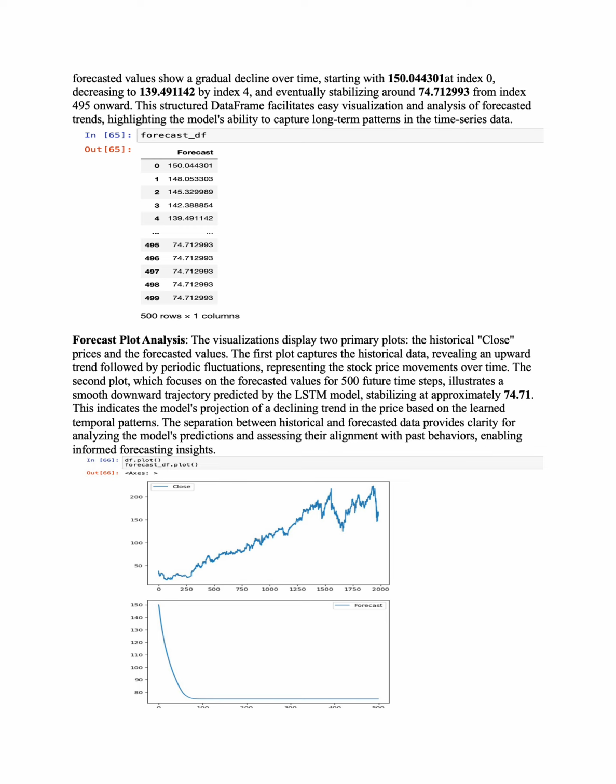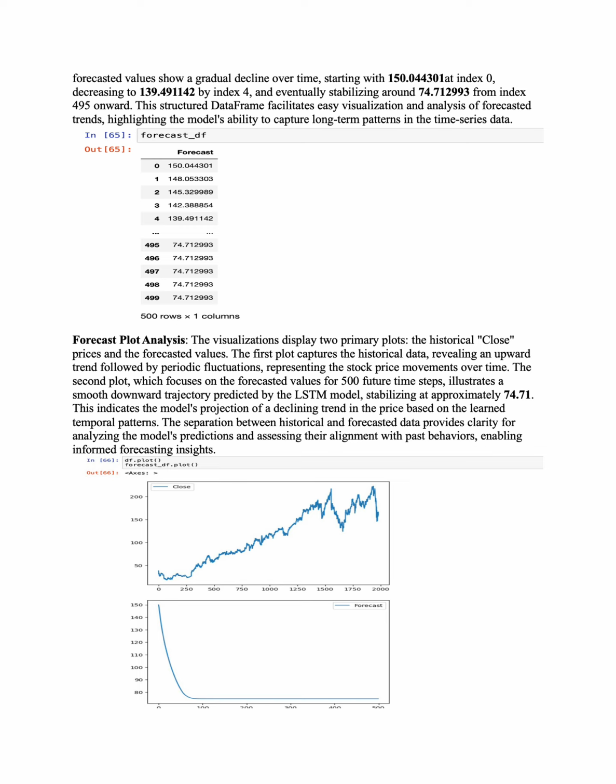So this is the forecast plot analysis, the visualization graphs. The visualization displays two primary plots. The first one is the historical close prices and the forecasted values. The first plot captures the historical data, revealing an upward trend followed by periodic fluctuations representing the stock price.